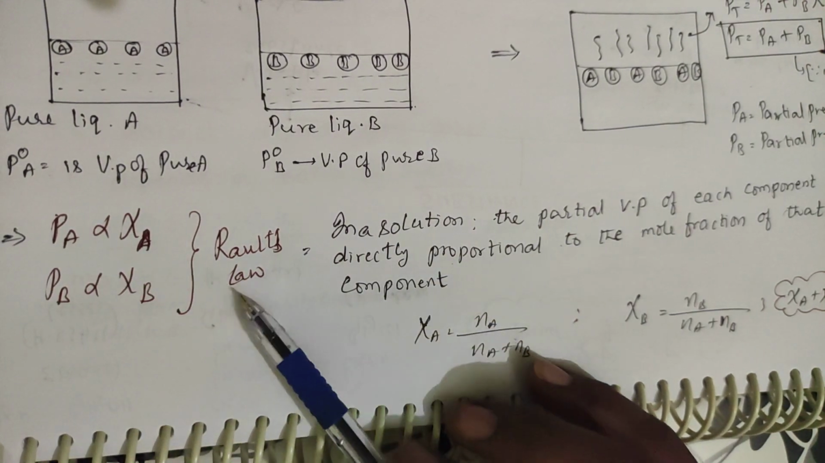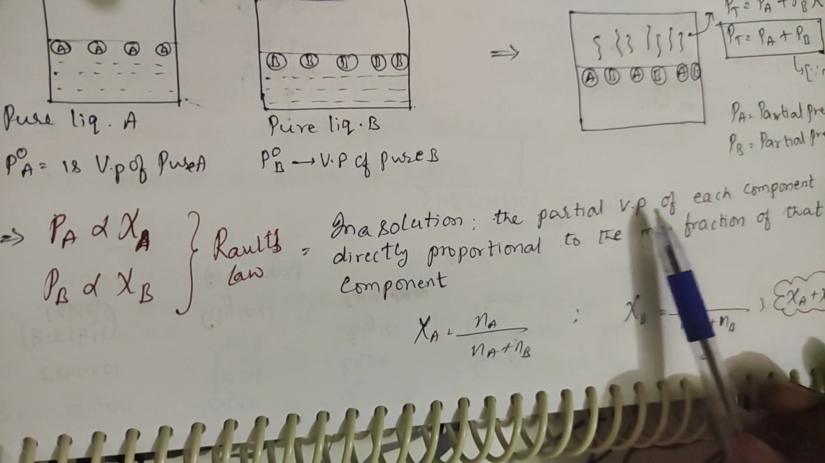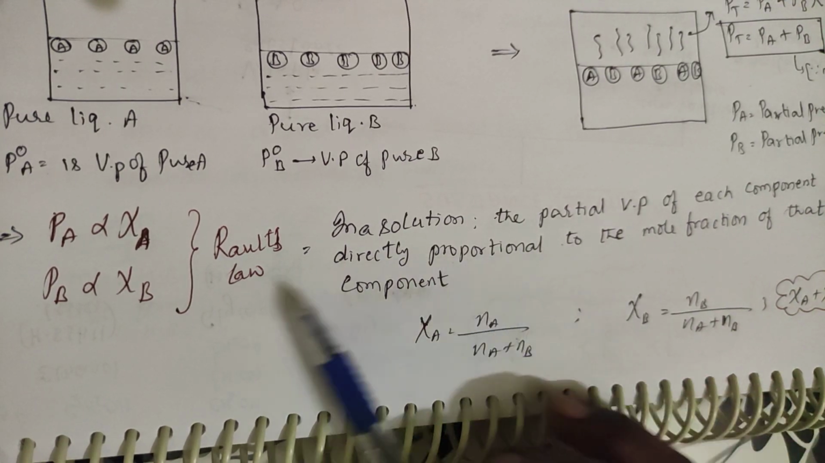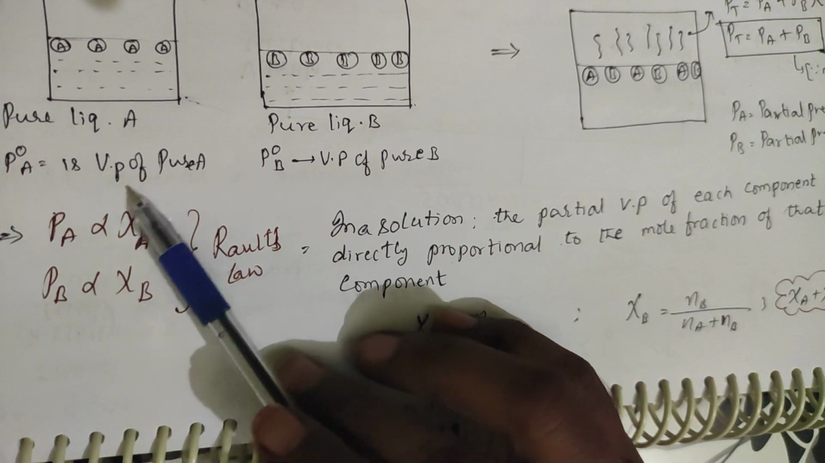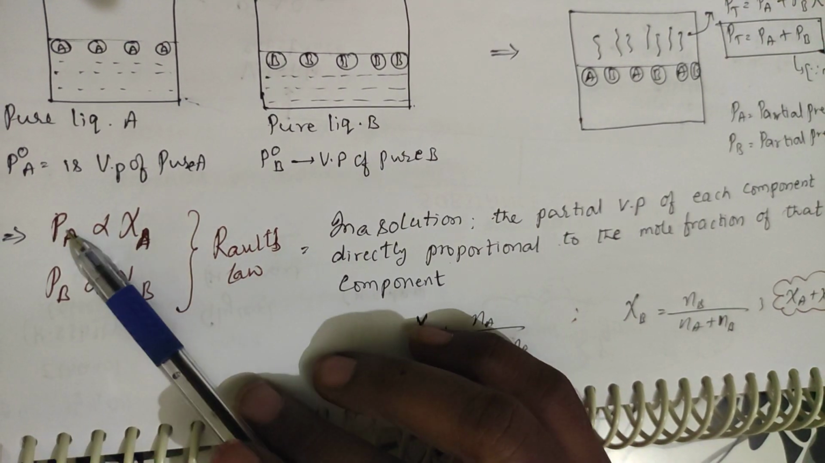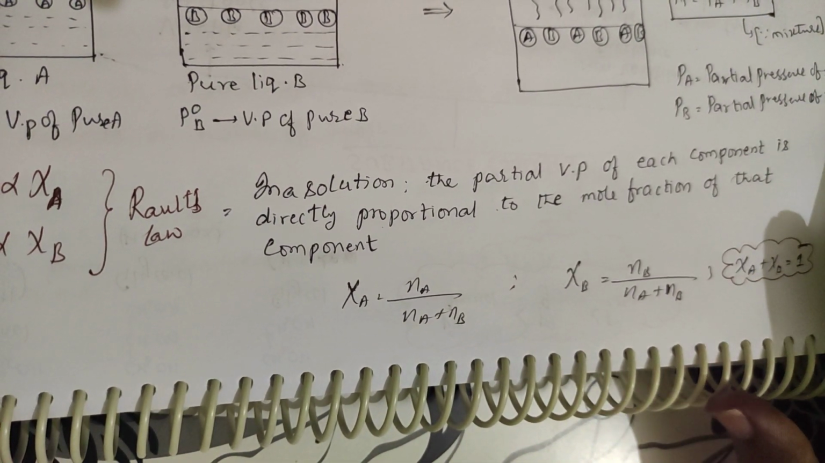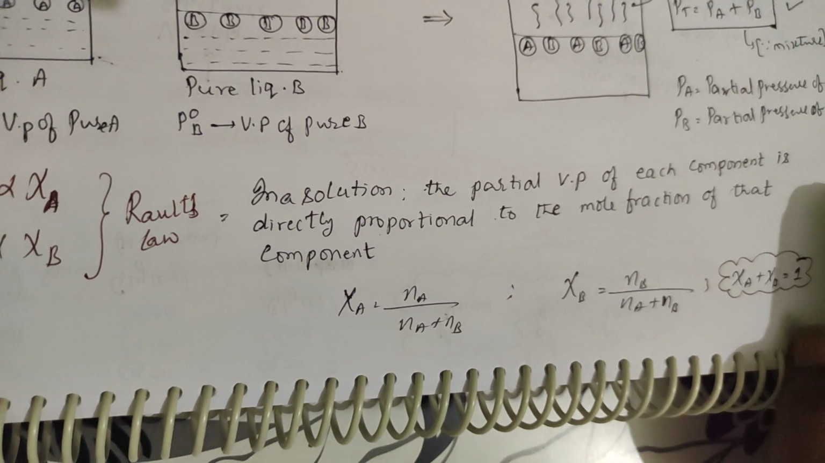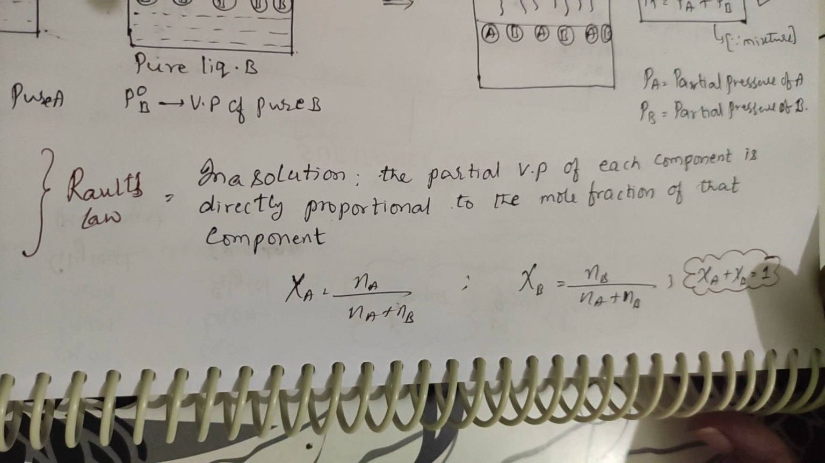And this is what is called Raoult's law. What it says is, in a solution, the partial pressure of each component is directly proportional to the mole fraction of that component. See, the partial pressure of the component is directly proportional to the mole fraction of that component, because the more the number of particles, the more the partial pressure. That is what is said by Raoult's law. So again I am repeating, what is Raoult's law? In a solution, the partial pressure of each component is directly proportional to the mole fraction of that particular component.